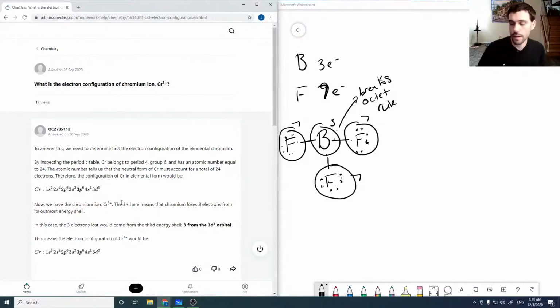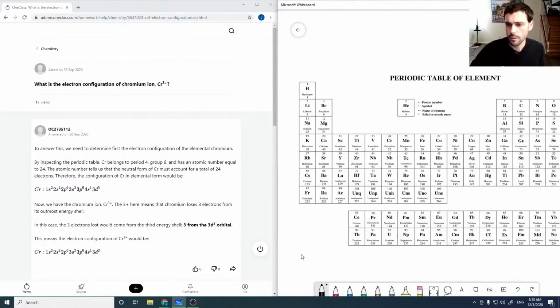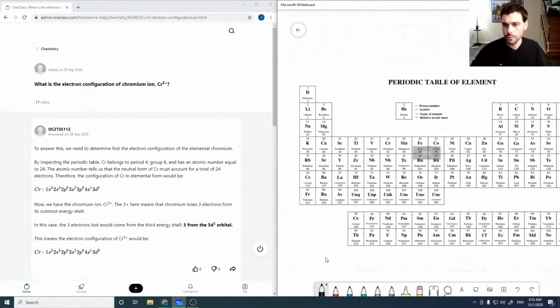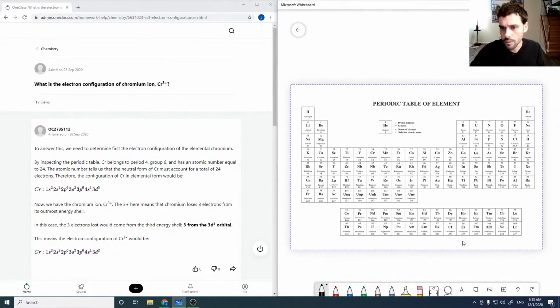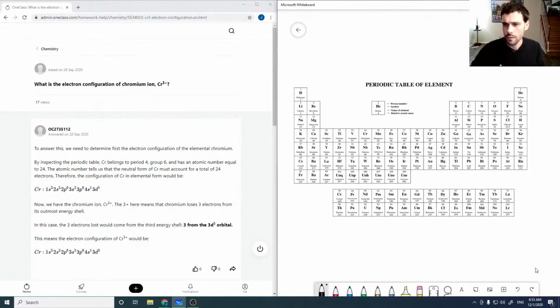What is the electron configuration of chromium 3 plus? For this, I'm just going to grab a periodic table and do a bit of shrink and migration. Okay, so chromium sits here.